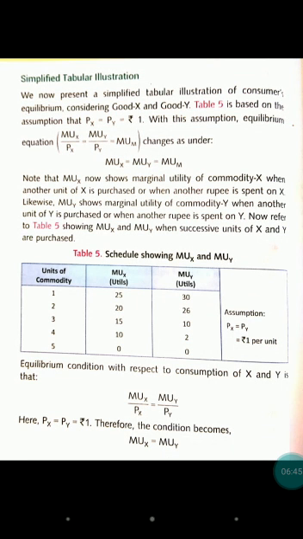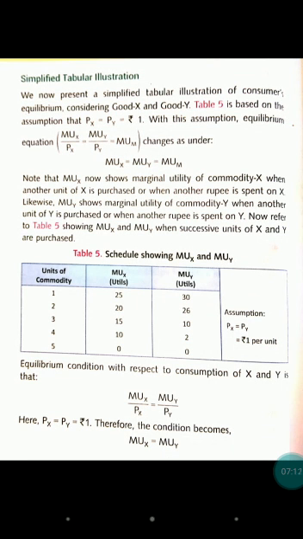Now we present a simplified tabular illustration of consumer's equilibrium considering good X and Y. Table 5 is based only on the assumption that price PX and PY are rupees 1. If we are consuming the first unit, the price for commodity X is 1 and the price for commodity Y is again 1.